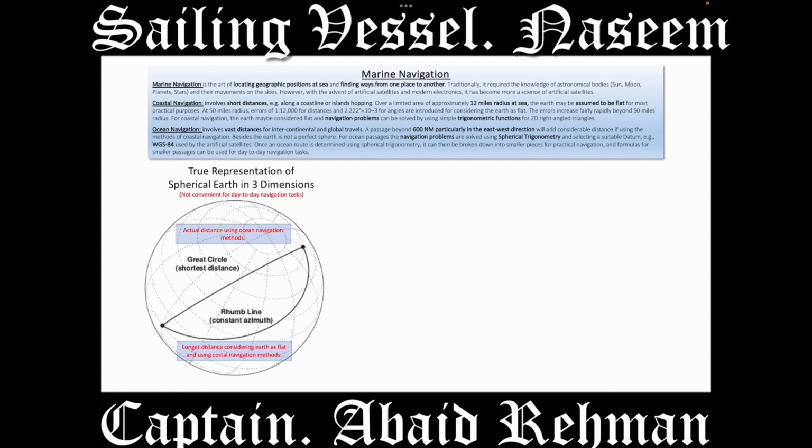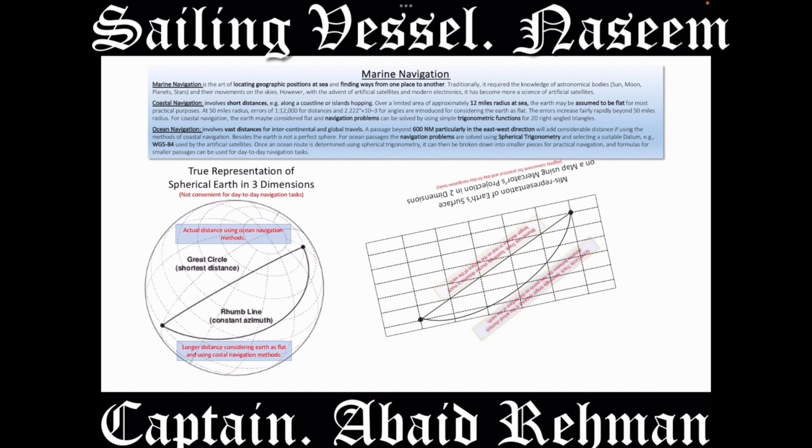The shortest distance between 2 points on the surface of the Earth is an arc of a great circle. A great circle is a circle whose center is coincident with the center of the Earth, which divides the Earth into exactly 2 halves. A rhumb line, which makes a constant azimuth, that is a fixed angle with all the meridians, is actually a longer distance.